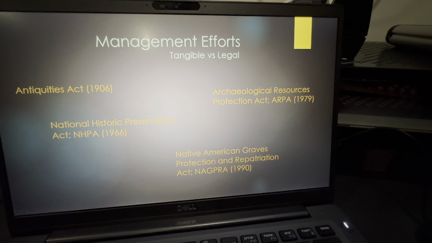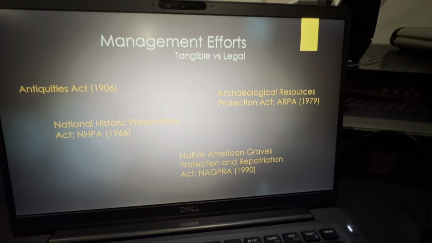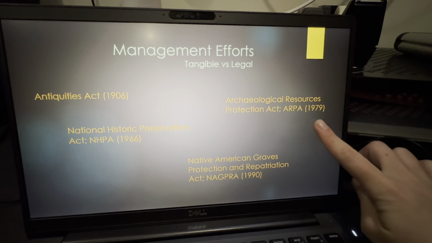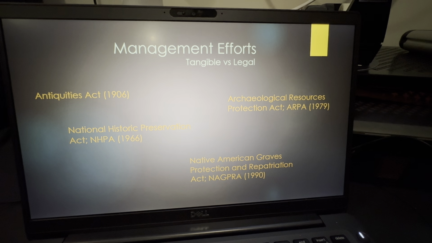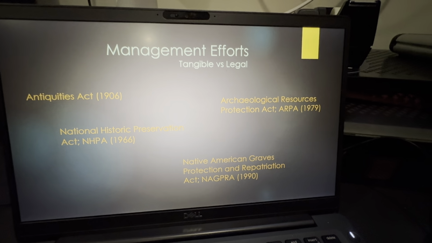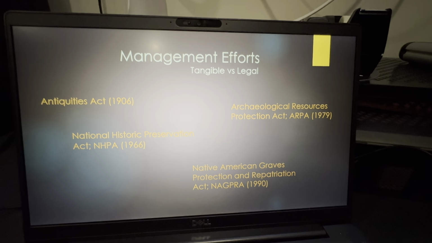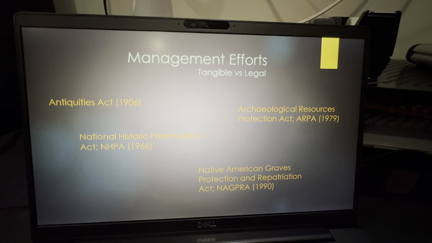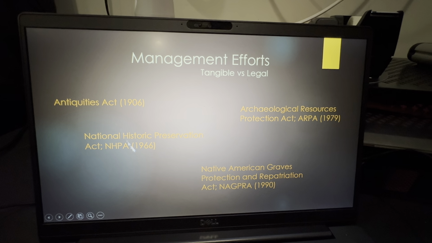So that one kind of created more strict policies and enforcements on people who are breaking these laws that were made before it. So that includes fines and jail time. This act specifically was also supporting archaeological sites and artifacts on public land, not just on federal land. And it was created in response to an increase in looting, despite these laws already being in existence.